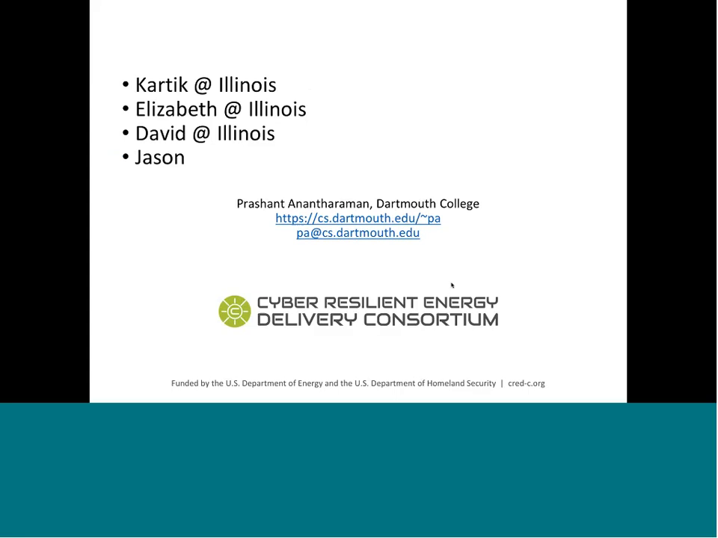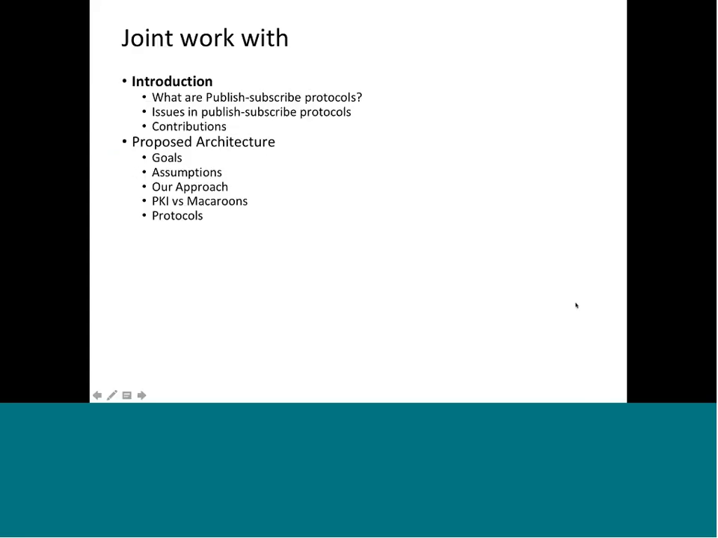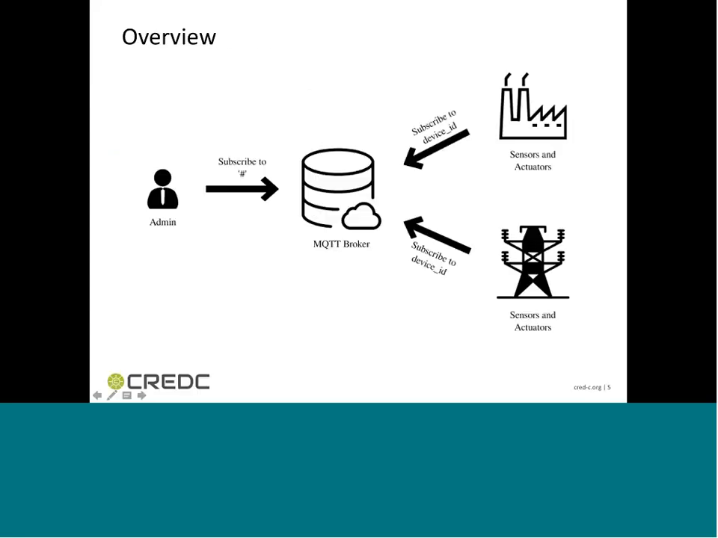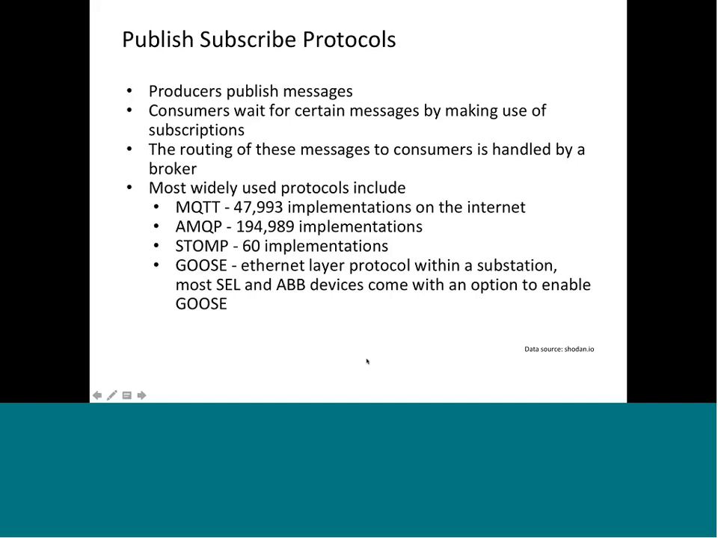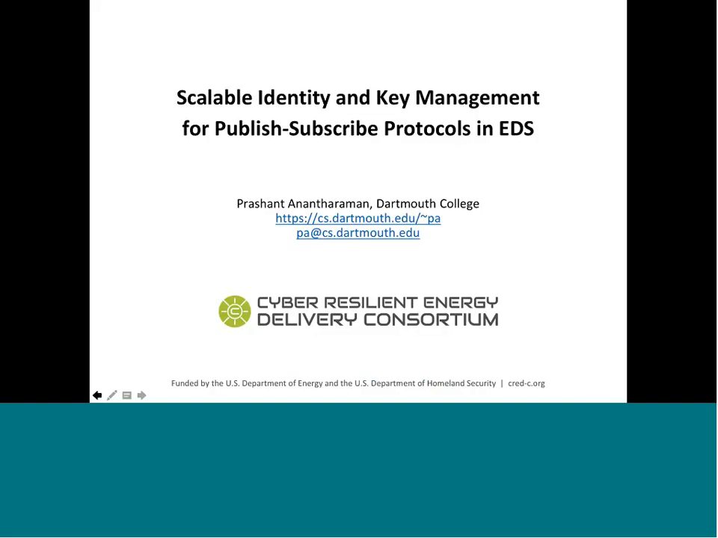Leading off this inning, we have Prashant Anantharaman. He is a third-year student here in the Trust Lab, a first-year PhD, and he's going to talk about scalable identity and key management for publish-subscribe protocols and what we can do to make them feasible in energy delivery systems. So, Prashant, the floor is yours.